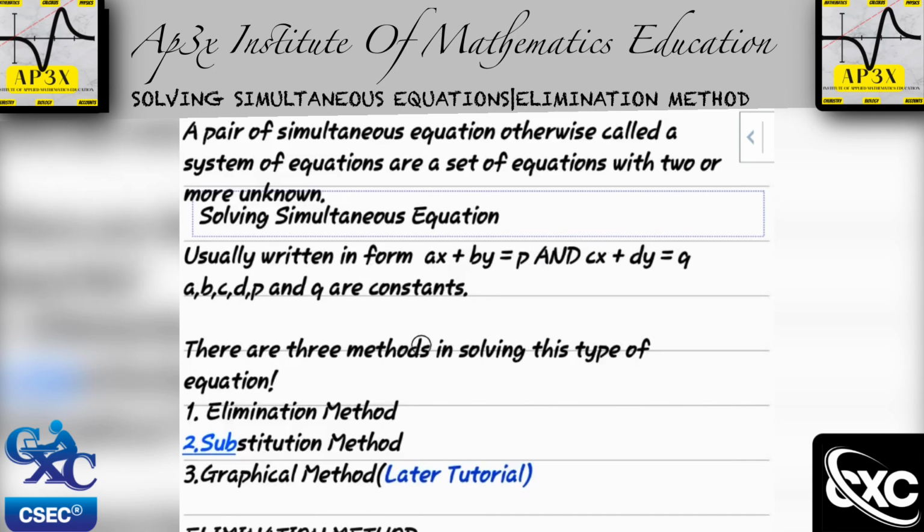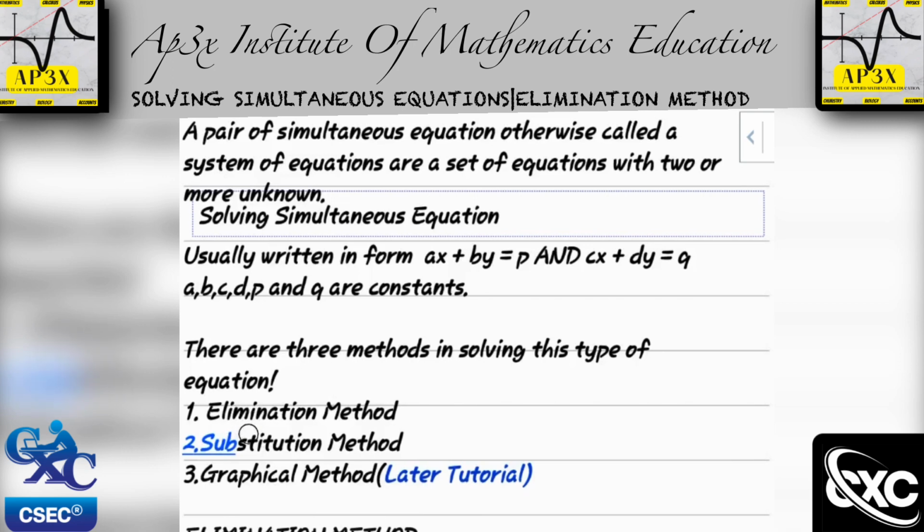Now there are 3 methods you're going to be exposed to in this series of videos for solving a pair of simultaneous equations. Method 1 is what is known as the elimination method. Method 2 is what is known as the substitution method. And later on, in a future tutorial, we're going to be talking about the graphical method of solving simultaneous equations. Now, the elimination method is the most common method of solving a simultaneous equation when you have 2 or more unknown variables.